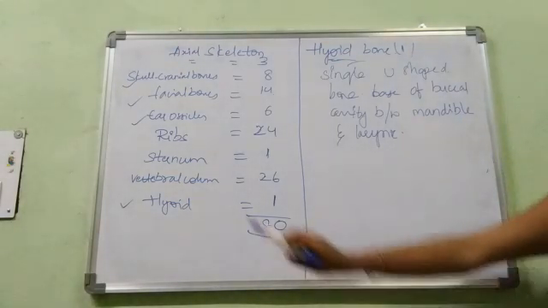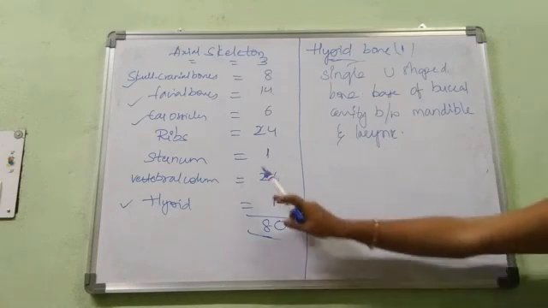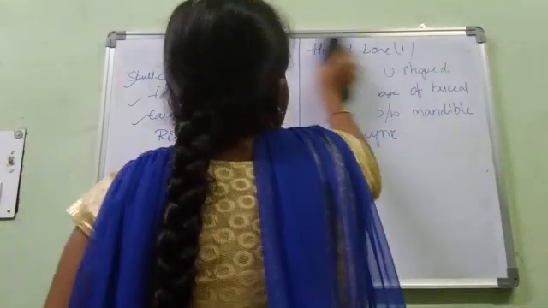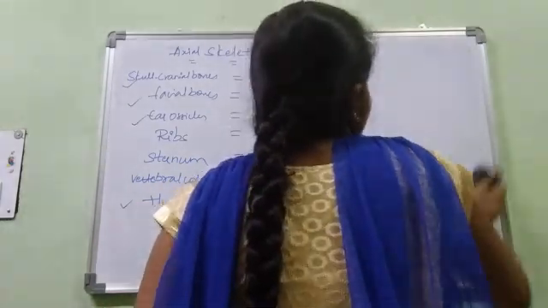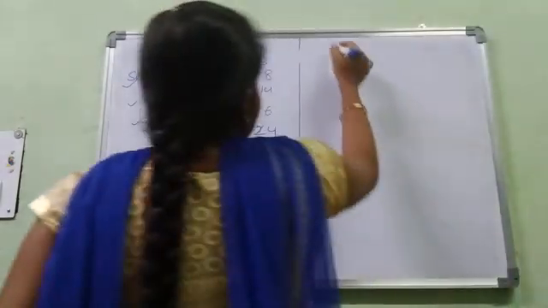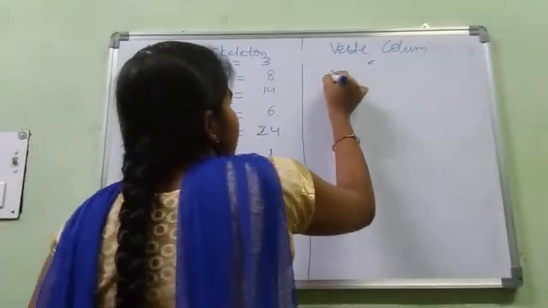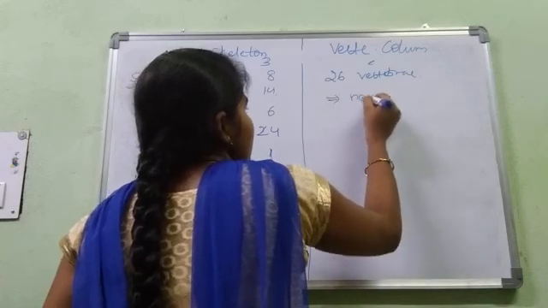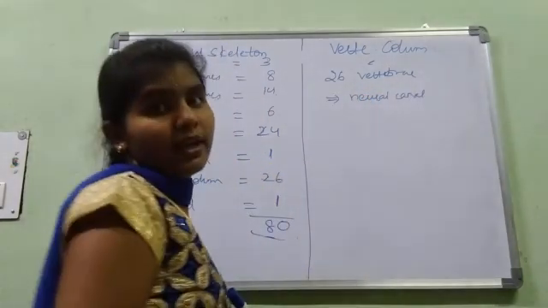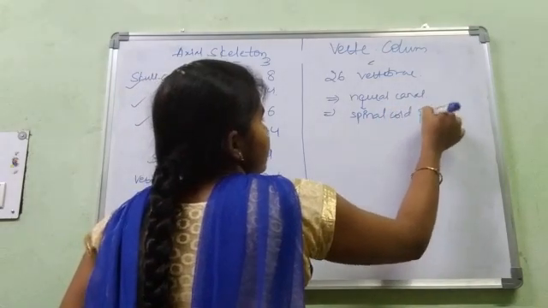Now, let us discuss about the sternum. Note down this, friends. First, let us discuss about the vertebral column. Okay? Vertebral column consists of 26 vertebrae, and the structure of a vertebra has a neural canal through which the spinal cord passes.